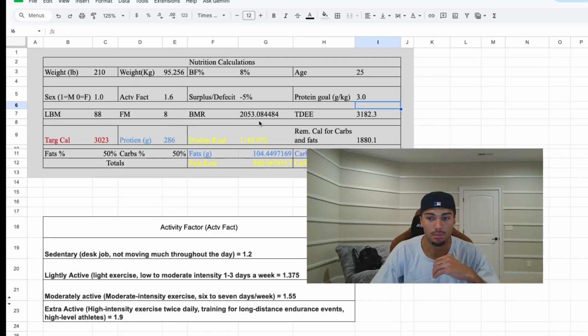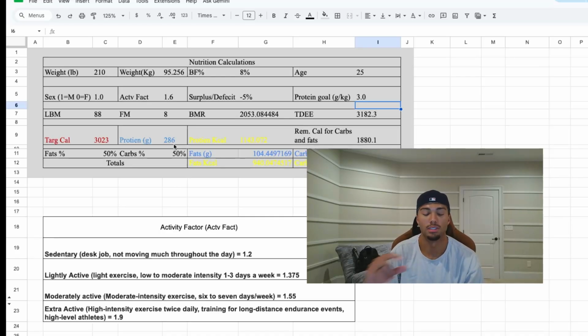So my basal metabolic rate, my baseline level of what my body does without anything else, is I need 2,053 calories to function. Now that being multiplied by my activity factor of 1.6 gives me a total daily energy expenditure of 3,182 calories. My target calories that I'd want to be at for a negative 5% deficit would be 3,023. My protein goal, just given in grams for what I should have.